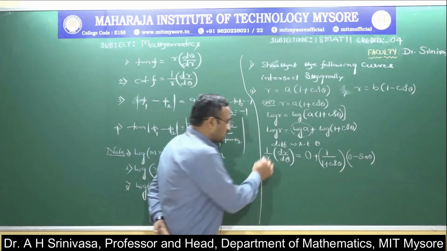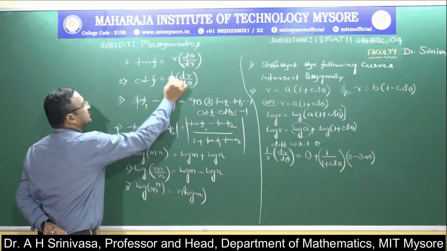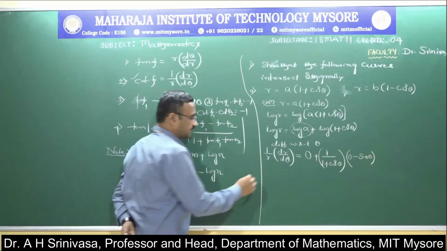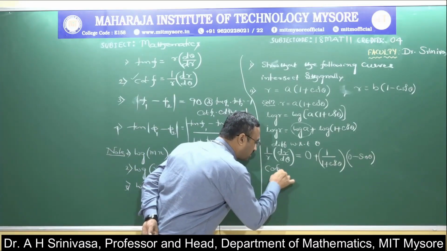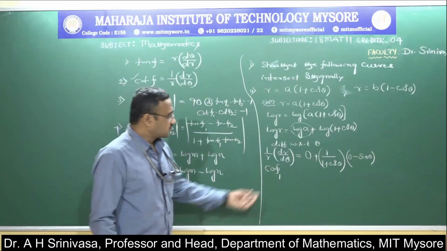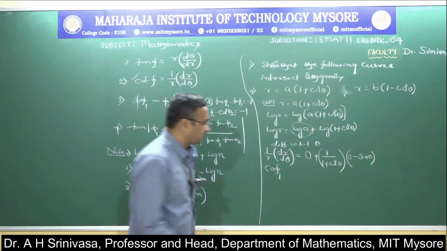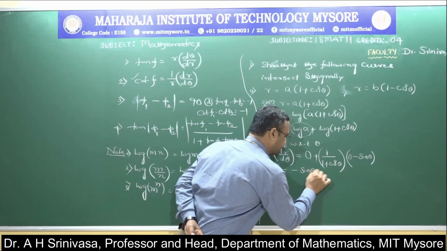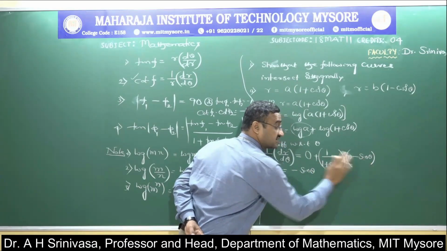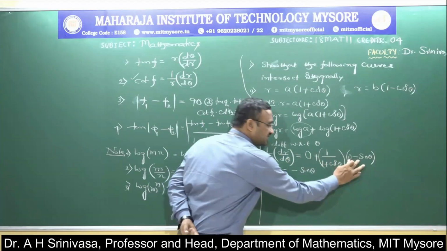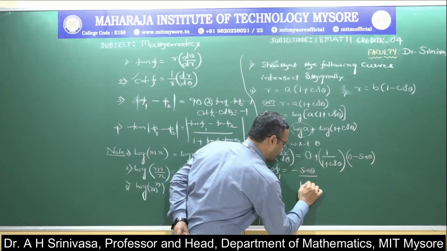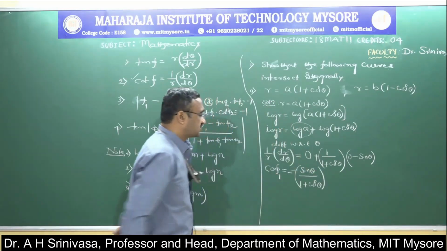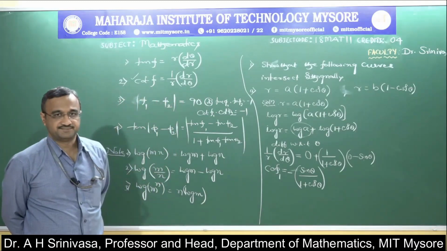Now 1 by r dr by d theta, we have to use this result. It is cot phi. Since there are two curves, call this cot phi 1. It should be equal to minus sin theta, all divided by 1 plus cos theta. So now we are getting minus of sin theta divided by 1 plus cos theta.